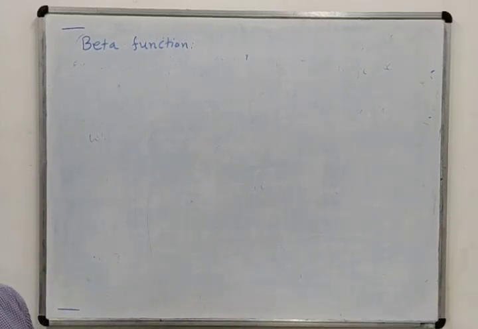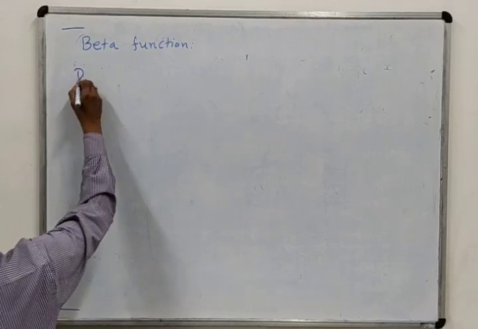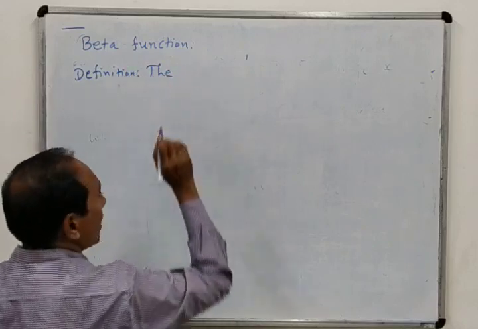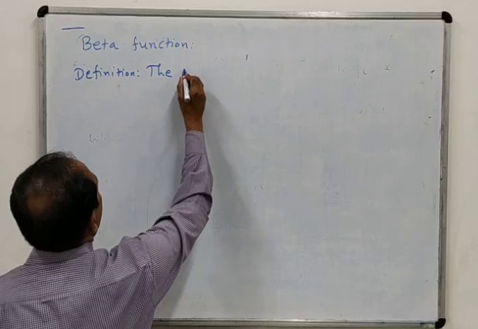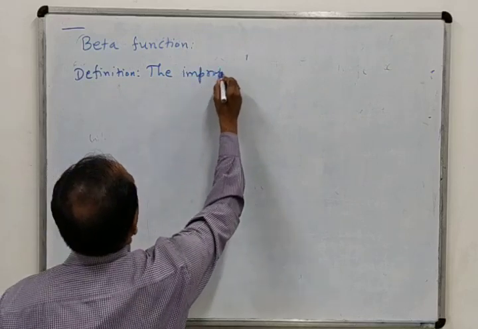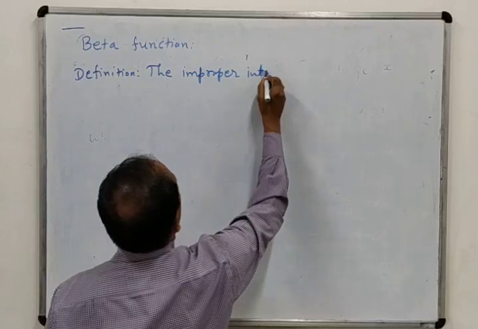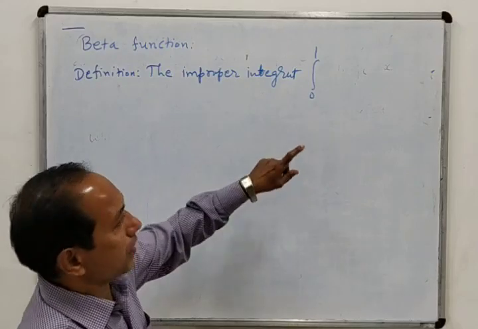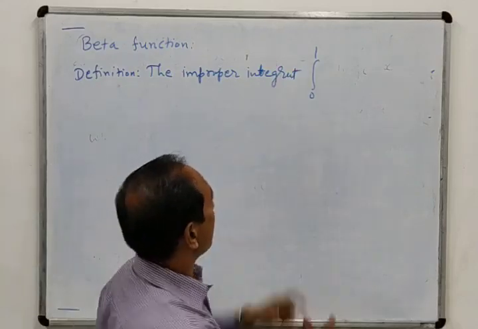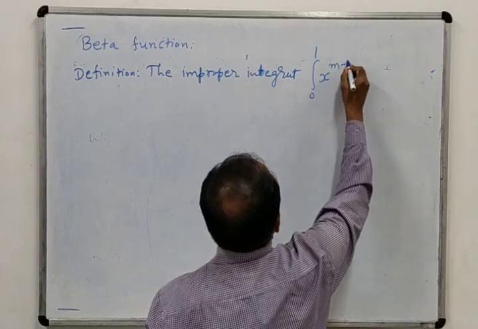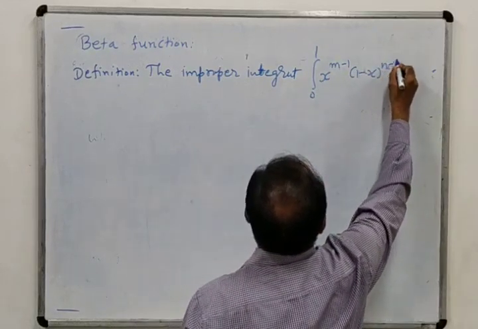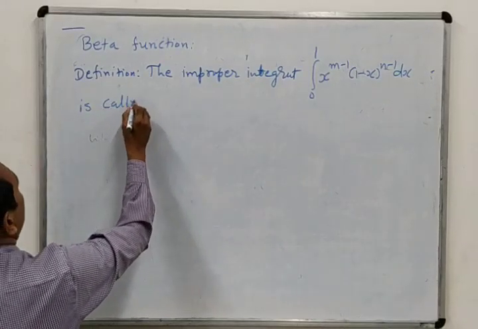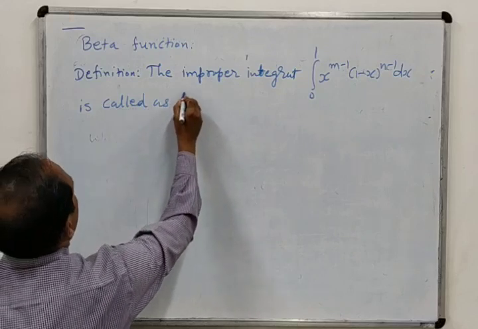the functions. So here, the definition is that the improper integral, as I discussed last time, gamma function was also an improper integral, and this is also an improper integral. The improper integral, integration 0 to 1. Here the limits are from 0 to 1, and in gamma function the limits were 0 to infinity. x raised to m minus 1, 1 minus x raised to n minus 1 dx is called the beta function.